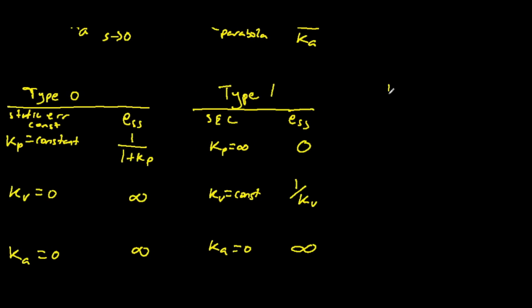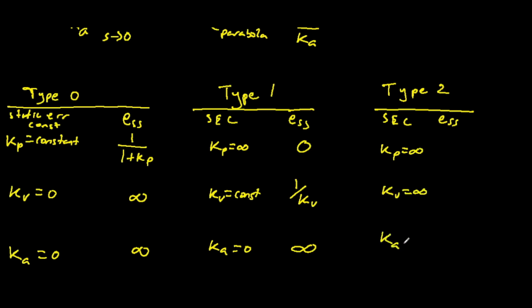I'll just go ahead and finish this table for a type 2 system. For a type 2 system, you have your SEC, static error constant, and your ESS. So your static error constant, your Kp will be equal to infinity. You can check this out. Your Kv will also be equal to infinity, and your Ka will be constant. So your steady state error will be 0, 0, and in this case, 1 over Ka.